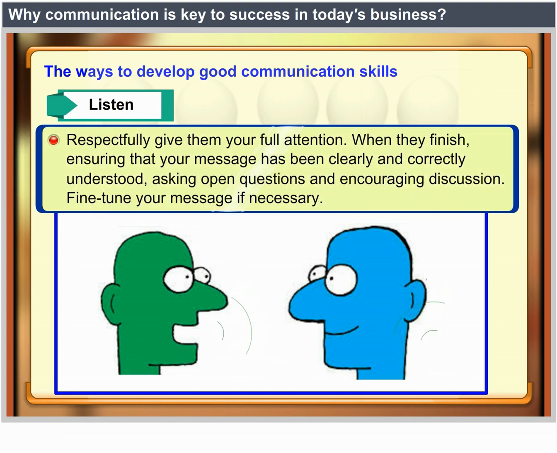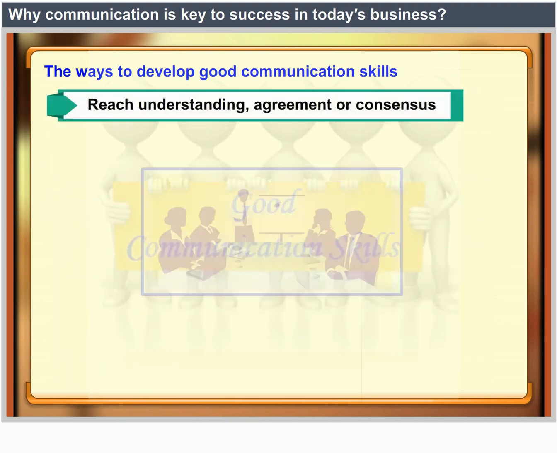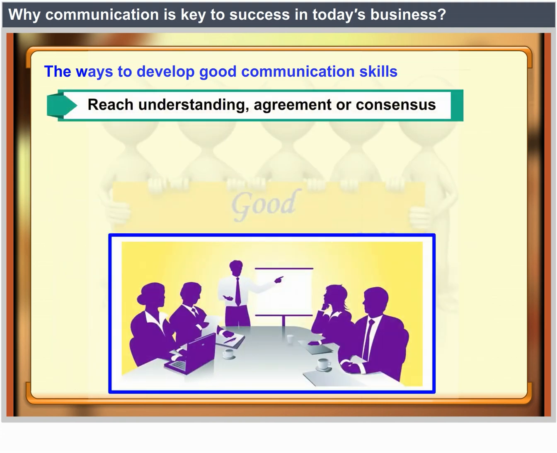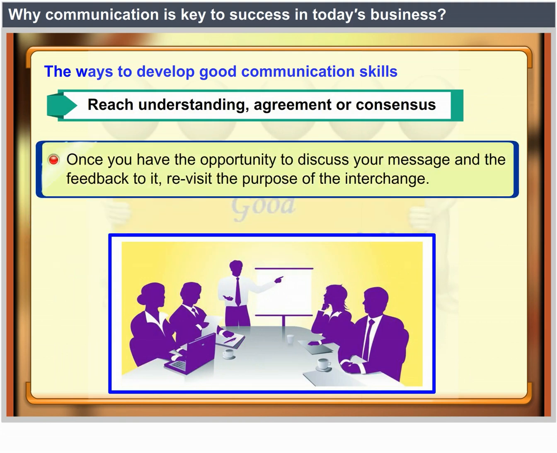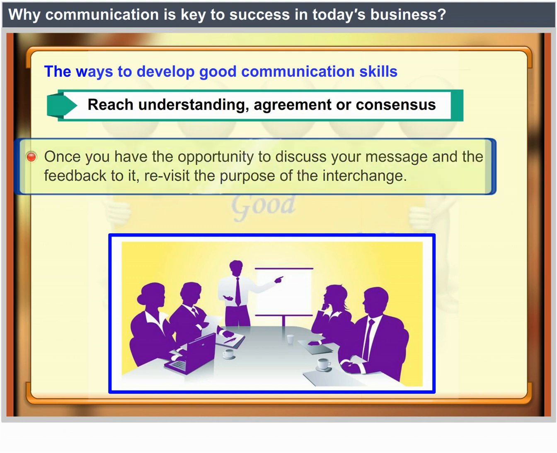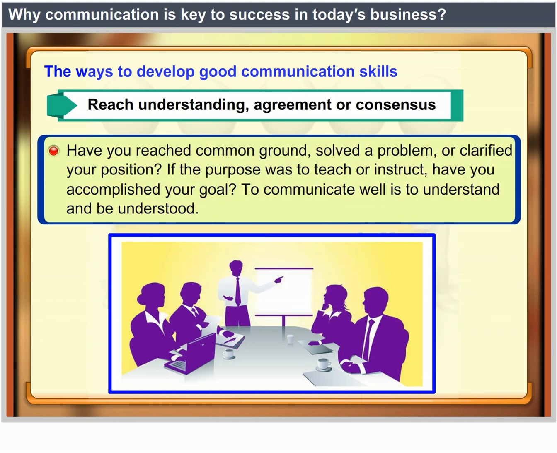To ensure that your message has been clearly and correctly understood, ask open questions and encourage discussions. Fine-tune your message if necessary. Reach understanding, agreement, or consensus. Once you have had the opportunity to discuss your message and the feedback to it, revisit the purpose of the interchange. Have you reached common ground, solved a problem, or clarified your position? If the purpose was to teach or instruct, have you accomplished your goal?